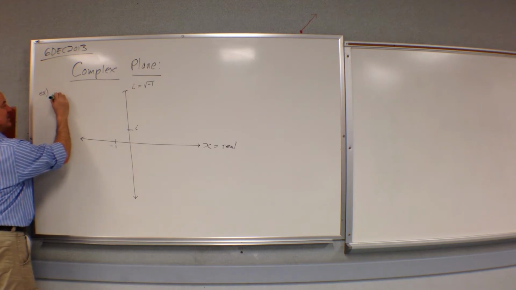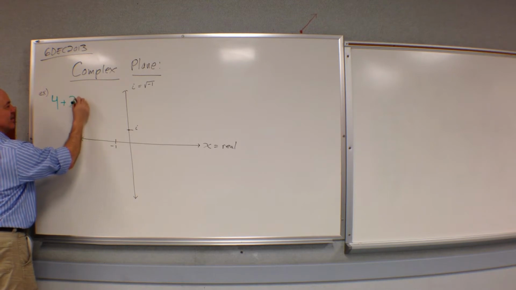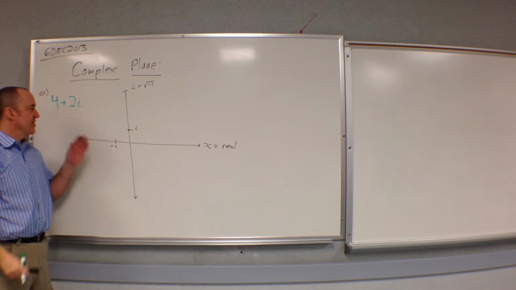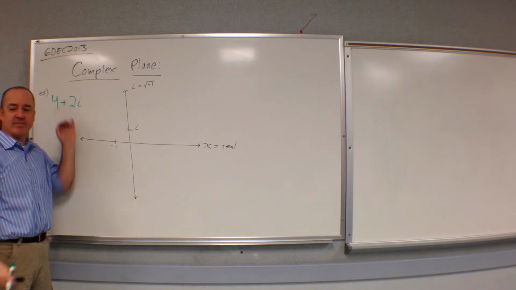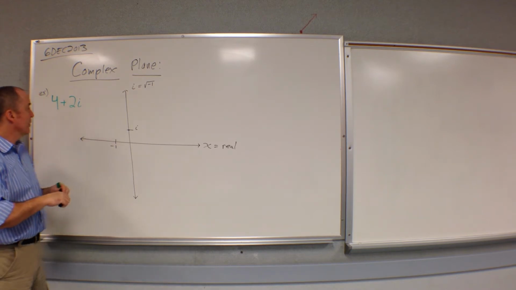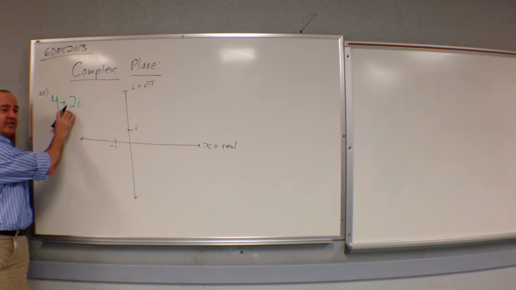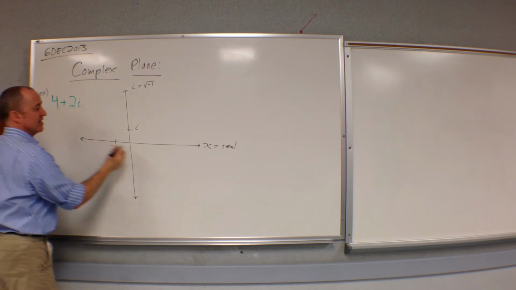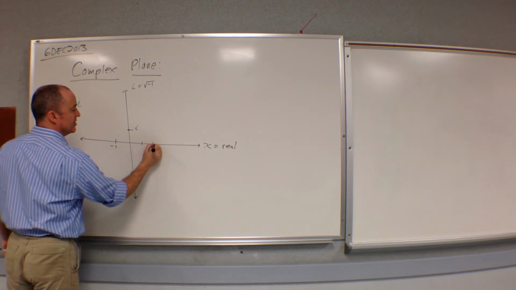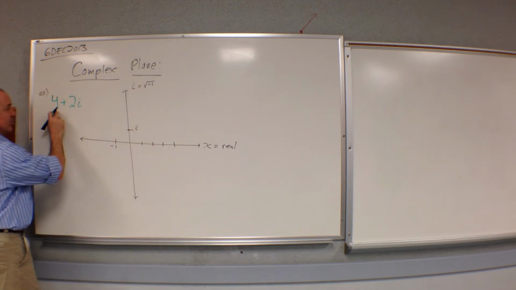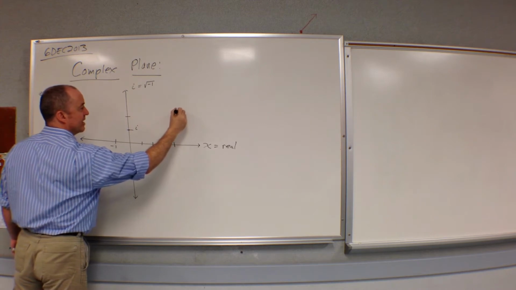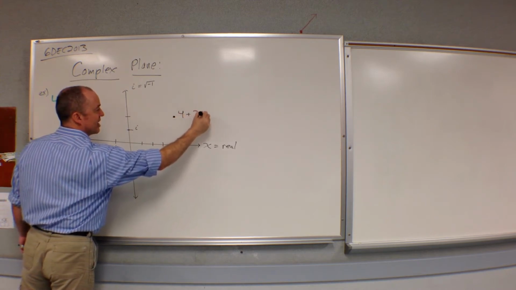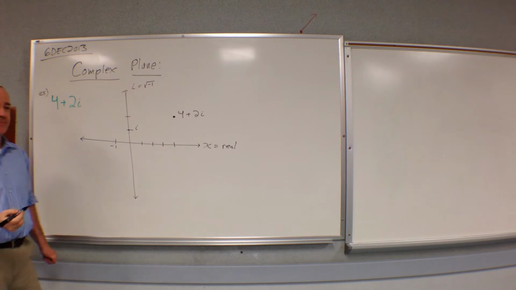You ready? If I say graph 4 plus 2i, this is kind of like an xy coordinate, but not completely. So it doesn't have the comma. You have to write it this way. You can't write it as 4, 2, but you do have to graph it in the same way. So this means let's go 1, 2, 3, 4 in the real direction, and up 2 in the complex direction. And this is the single complex number 4 plus 2i.